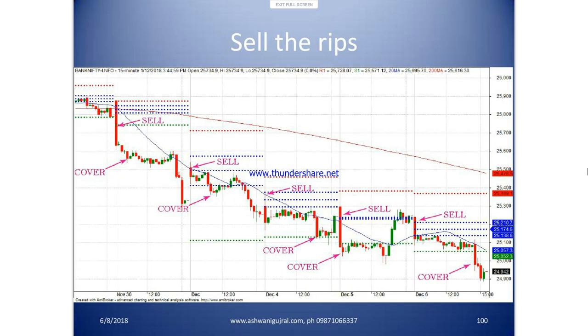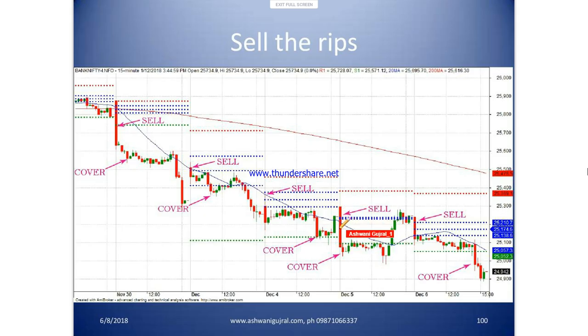This was the sell side, sell the rips. Each time we hit pivot, you sold, you made money. Again, it hit pivot, sold, you made money. Again, this was a big day. This is a large bar. This is at least a 300-point bar.